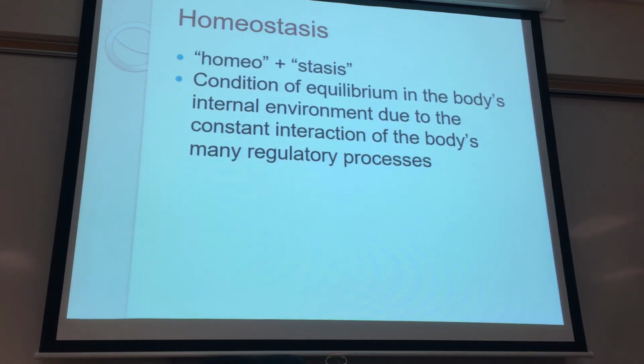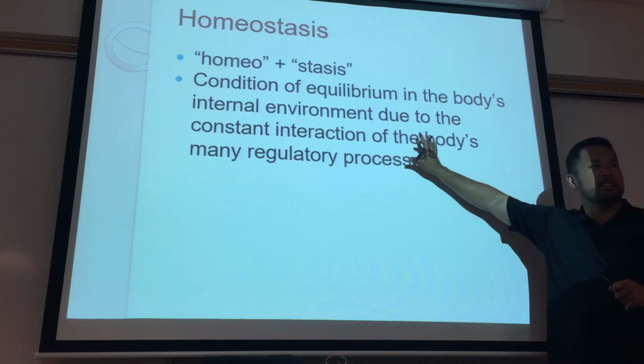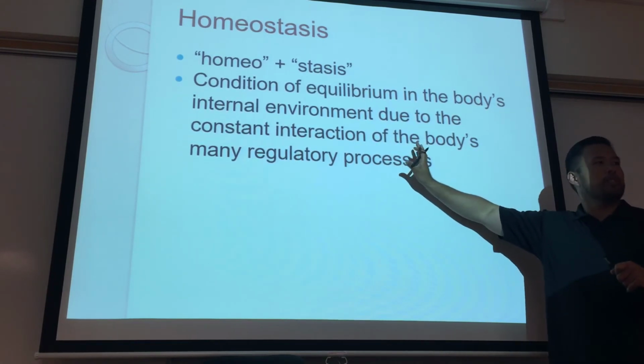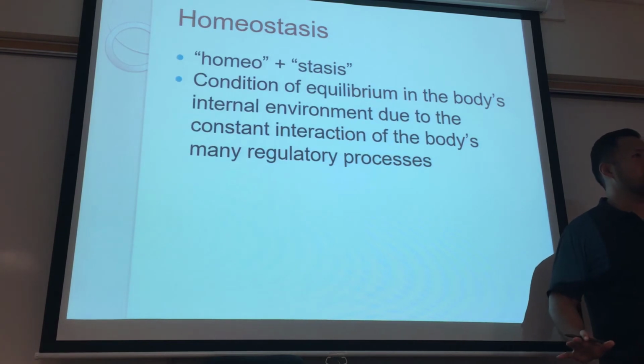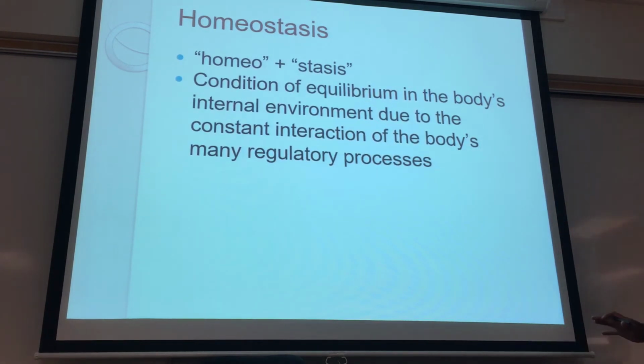Homeostasis is the condition of equilibrium in the body's internal environment due to constant interaction of the body's many regulatory processes. What do I mean by that? This is our balance between the internal environment and the external environment. Any changes that occur can change things in the cell, but there's always some resistance to change. Okay? And I use that term loosely, resistance.